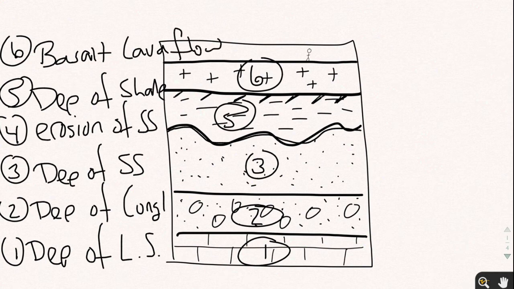And of course it's always a good idea to label your unconformities. Here we have an erosion. Here we have a nonconformity. So this guy here is a disconformity, and this guy here is a nonconformity as a lava flow.